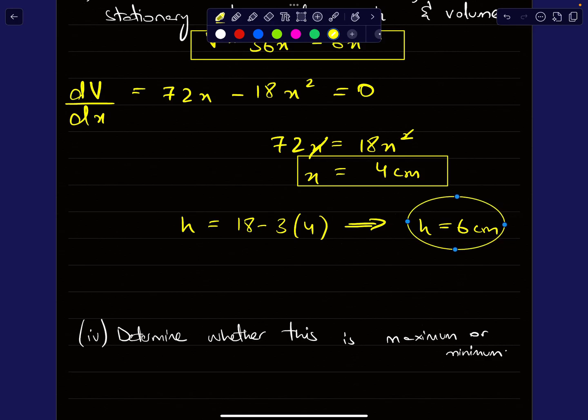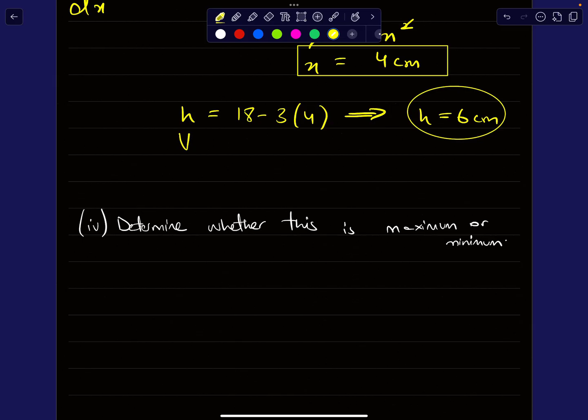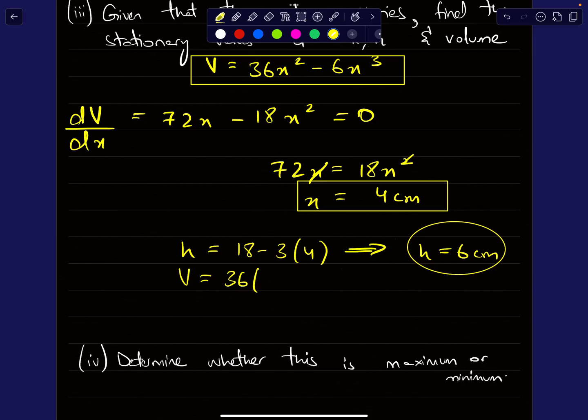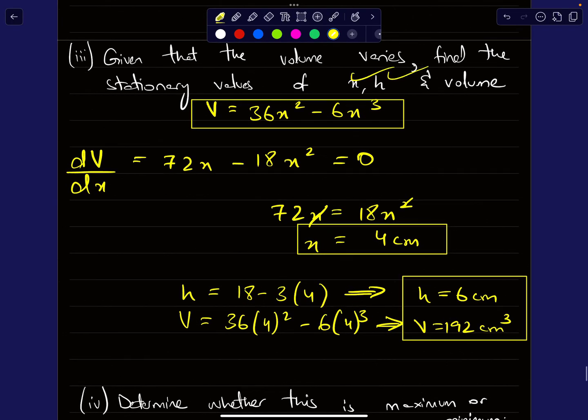Finally, we need to find the value of volume, which turns out to be, after substituting the value of x in this expression, 36 times 4 squared minus 6 times 4 cubed, and the volume turns out to be 192 centimeter cubed. So we found x, h, and volume.